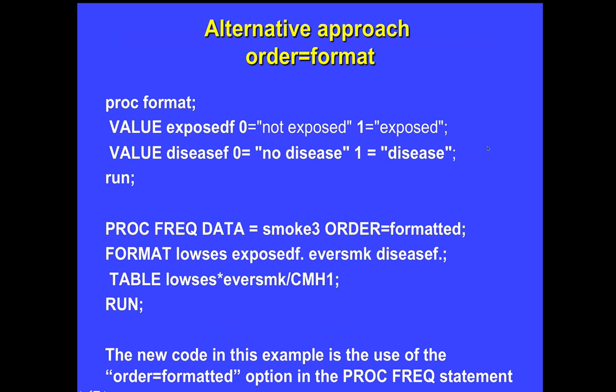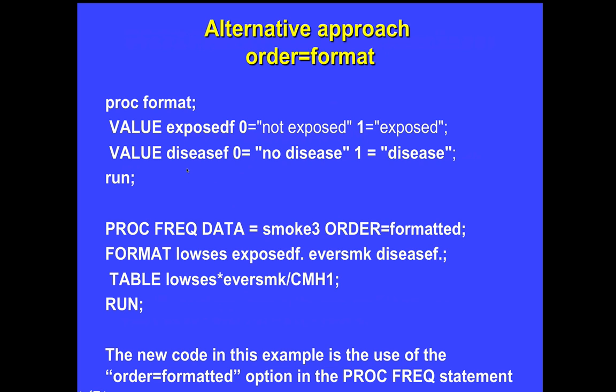Here's an alternative approach that may be more intuitive or a bit easier. This approach to getting the table structured correctly, and therefore getting the correct risk ratios, is done using formats and then by using the order equal formatted option within proc-freq. So in this example, first we have to run a proc format at some point in our code. We have to create the rules for the formats we want to use. I've created a format named exposed F, which corresponds to not exposed when the value of the variable is equal to 0, and exposed if the value of the variable is 1.